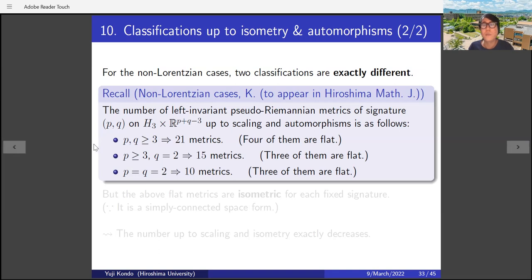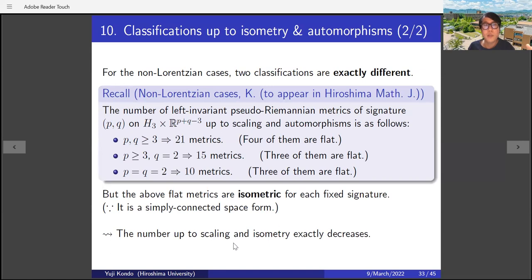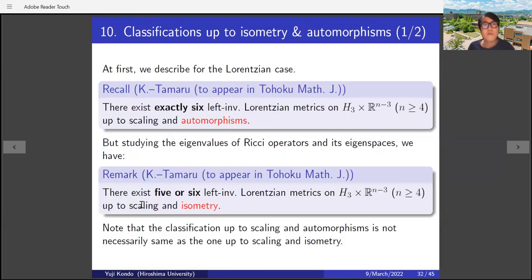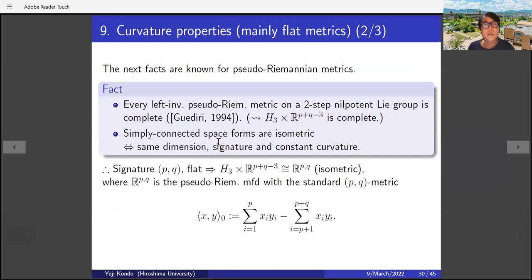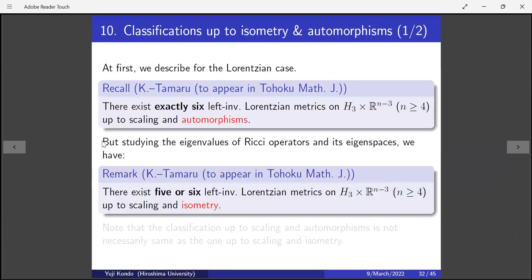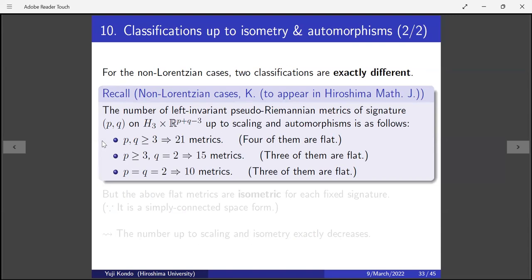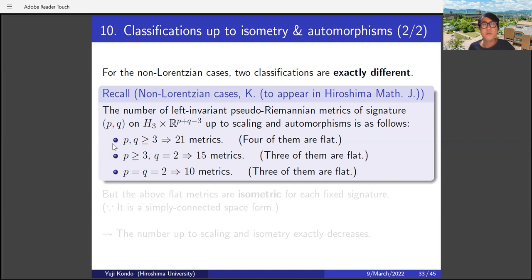So, how can I say? This statement follows from this proposition. Yeah. So for the non-flat, in principle, it is open. What happens with the non-flat metrics? Yes. So for non-flat metrics, I don't know. Okay. Yes. Okay. Thanks. Thank you.